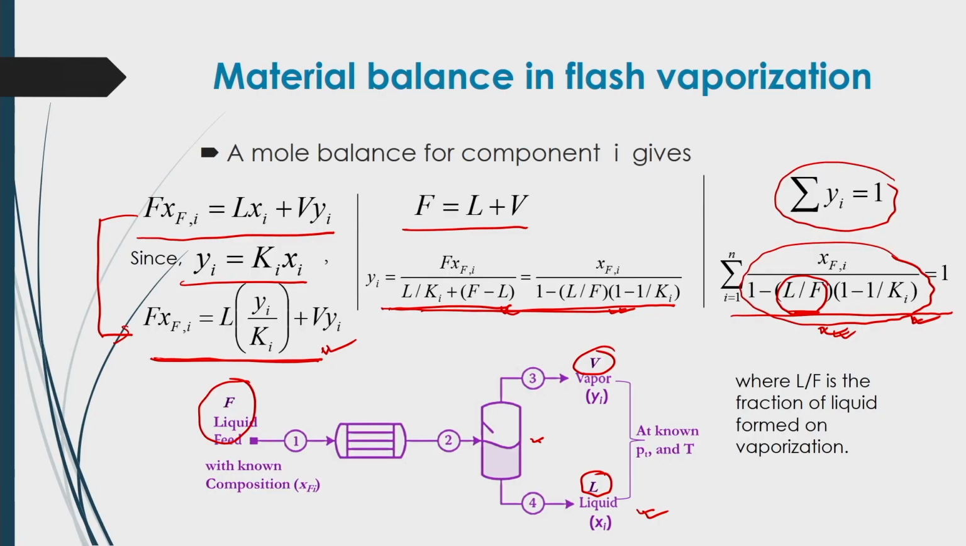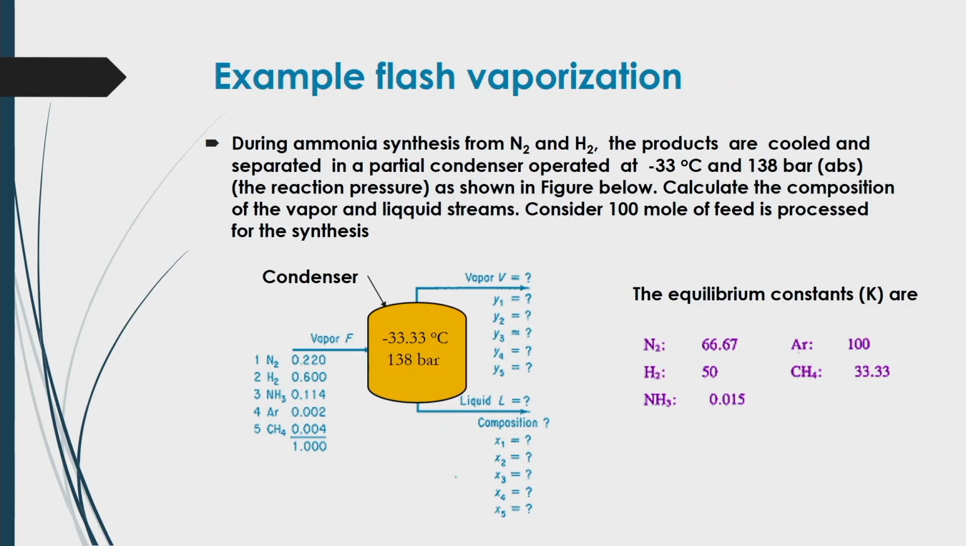So let us do an example based on this material balance of this flash vaporizer. Now you know that during ammonia synthesis from nitrogen and hydrogen, the products are cooled and separated in a partial condenser that is operated at minus 33.33 degree Celsius and 138 bar absolute, as shown in the figure below in the slide. Now calculate the composition of the vapor and liquid streams. In this case, consider that 100 mole of feed is processed for the synthesis.